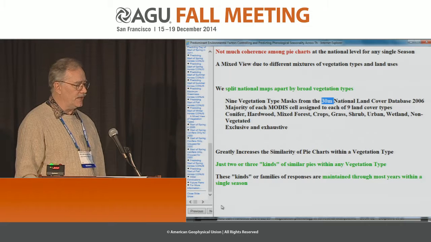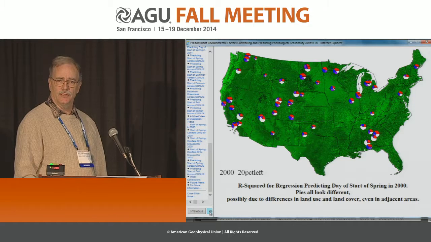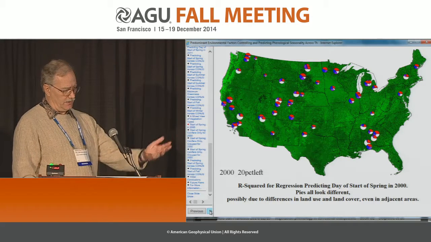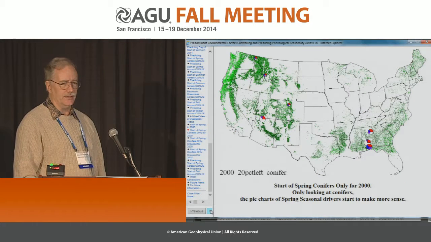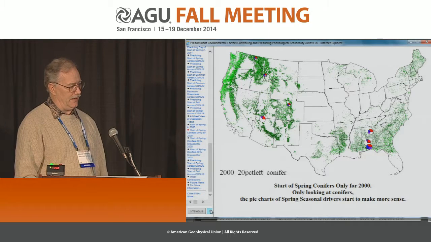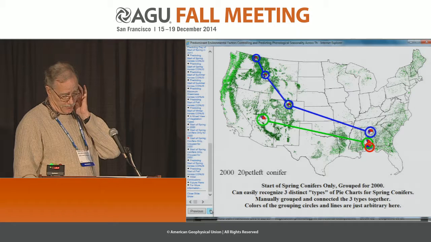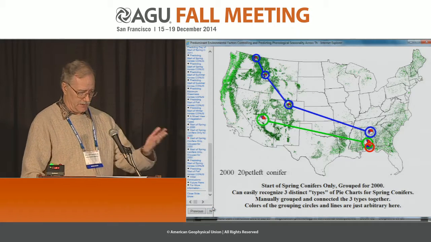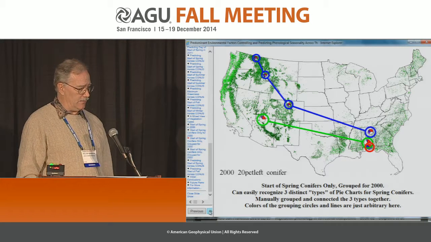It greatly increases the similarity of the pie charts within a vegetation type and within a particular season. So here's the 2000 map for spring that I showed you a minute ago. As soon as we drop everything out except for the conifers, you can see, if you stare at it as long as I have, that there are really only 3 different types of pie charts here. And this is a pretty interesting thing.